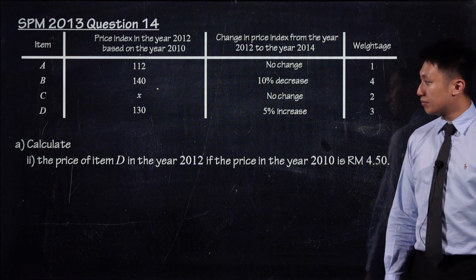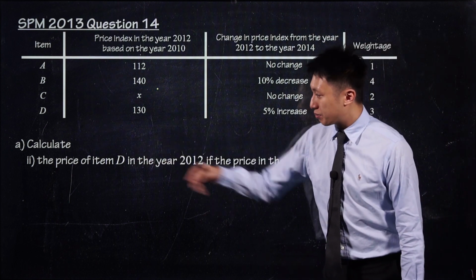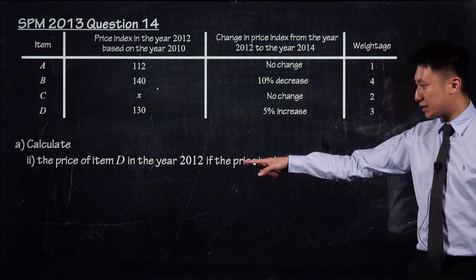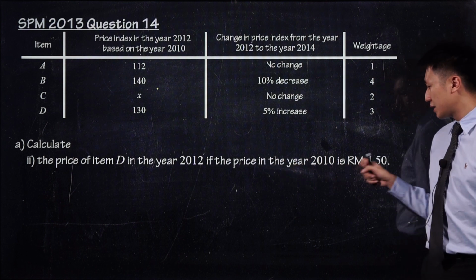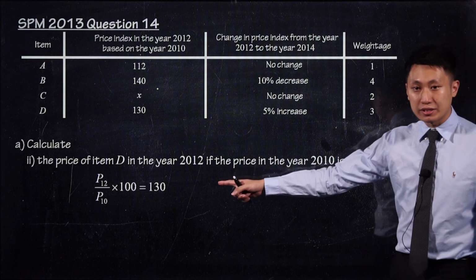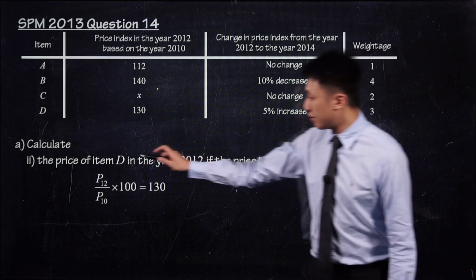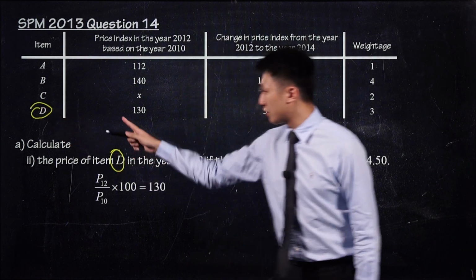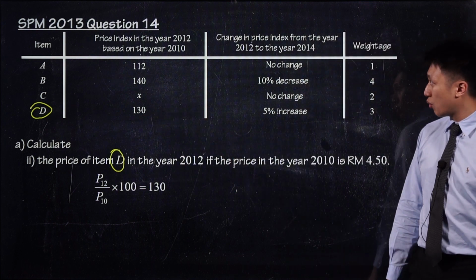Next. All right, so now part 2, price of D in year 2012 if the price in 2010 is 450. This is also quite easy. So you still can use the same formula. But then here it's item D already, item D. So you are looking at here 2012 and 2010.